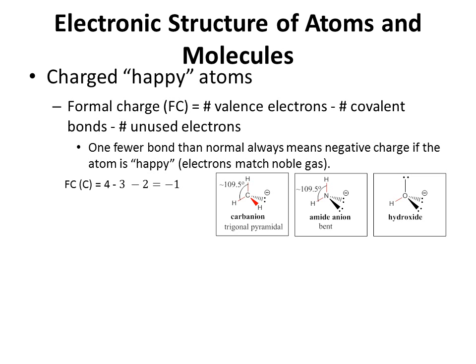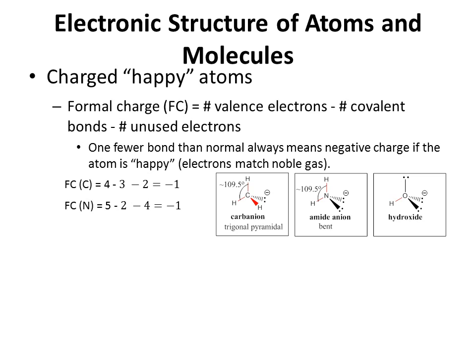For the amide anion, which has a bent shape, you have 1 bond less than nitrogen normally has. Nitrogen normally has 3 bonds, so now it has only 2. So you expect a negative charge. 2 lone pairs and 2 bonds are present. So when you calculate the formal charge, it's 5 valence electrons for nitrogen, minus 2 bonds, minus 4 unused electrons. So that gives you a -1 charge.